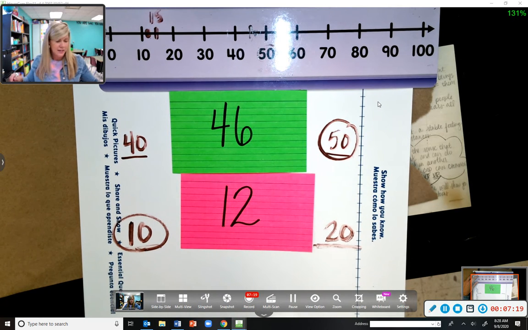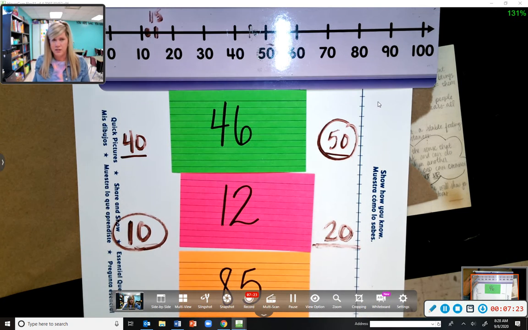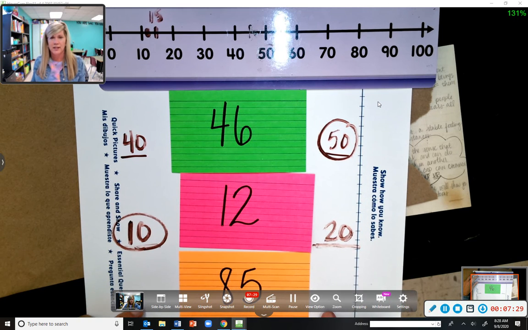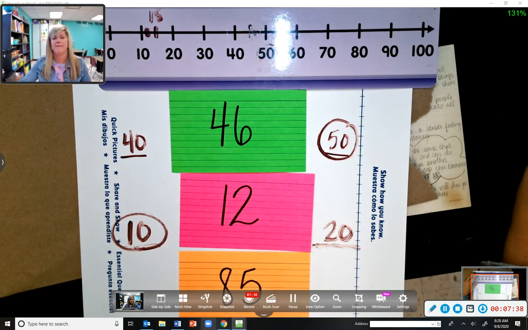Okay, next one, 85. Now I want you to pause the video real quick and try this one. Tell me what two numbers it's in between and which one you think it's going to round to. This one's a little bit tricky. Okay, 85. So it is between 80 and 90.